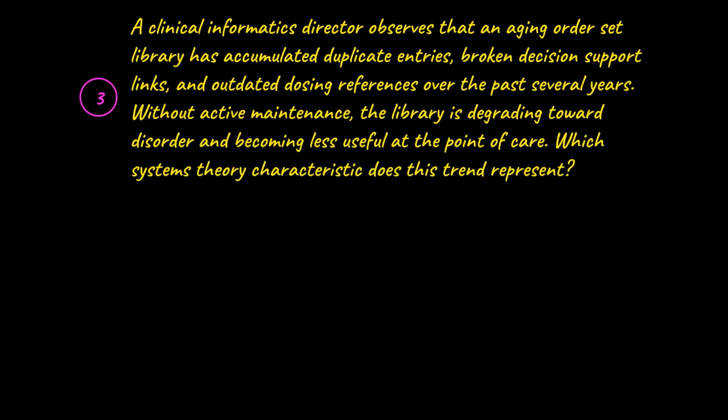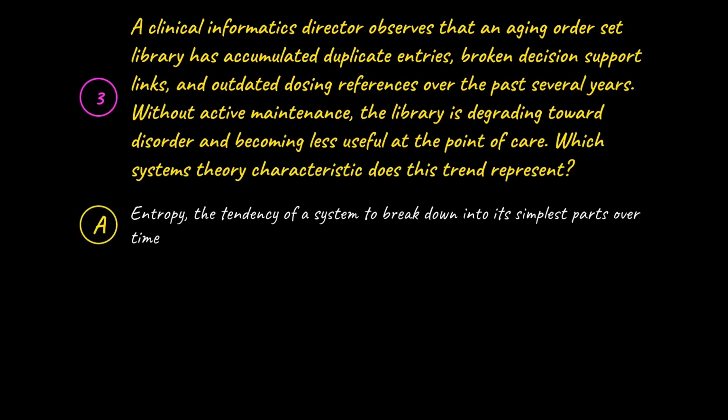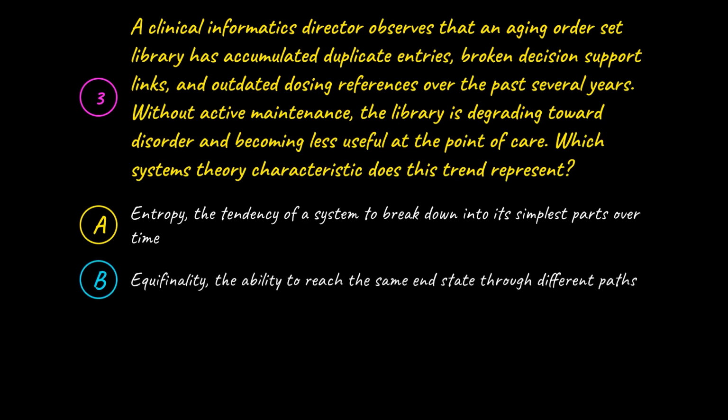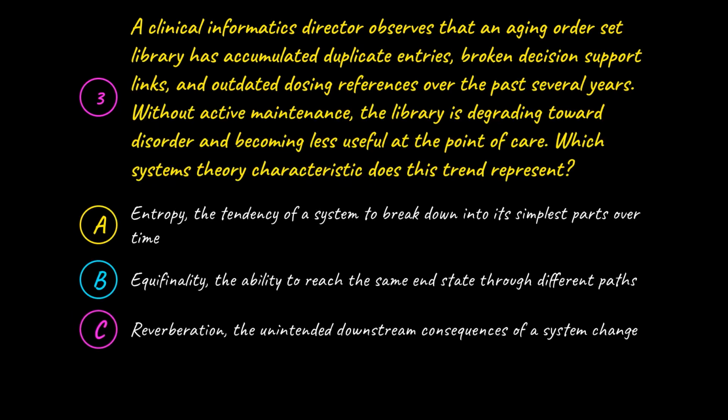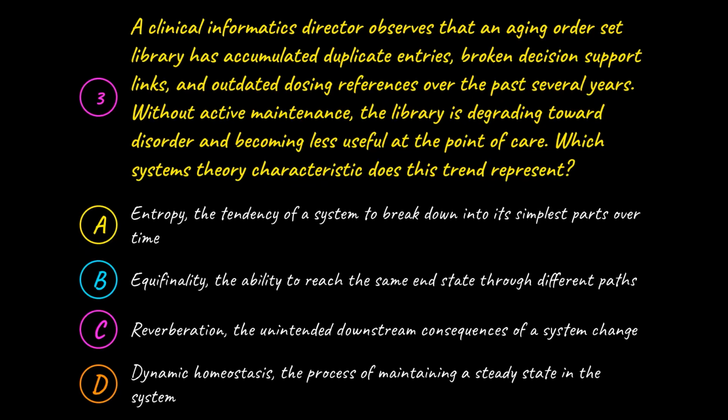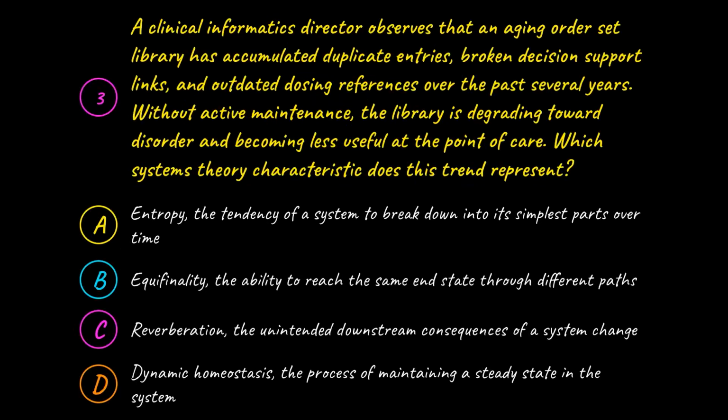Your options are A. Entropy, the tendency of a system to break down into its simplest parts over time. B. Equifinality, the ability to reach the same end state through different paths. C. Reverberation, the unintended downstream consequences of a system change. D. Dynamic homeostasis, the process of maintaining a steady state in the system. Before I reveal it, which one do you think is right?